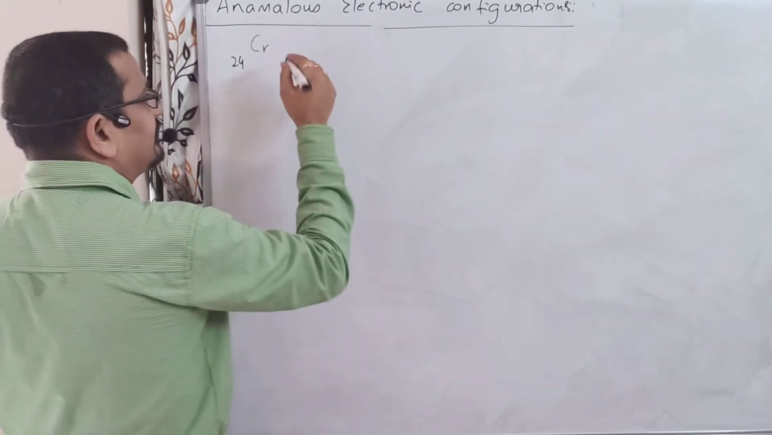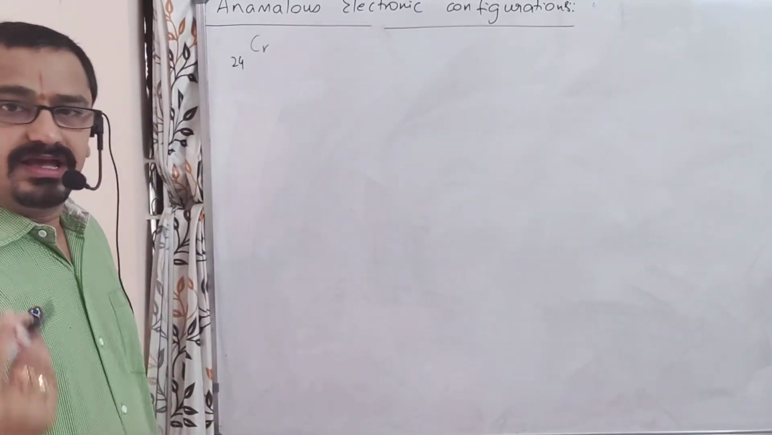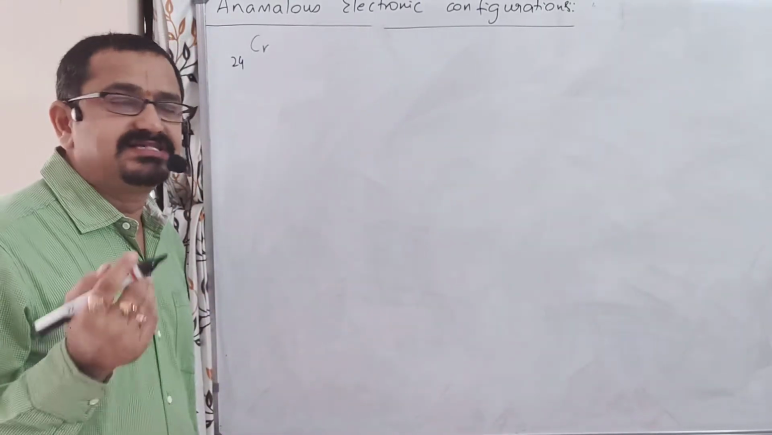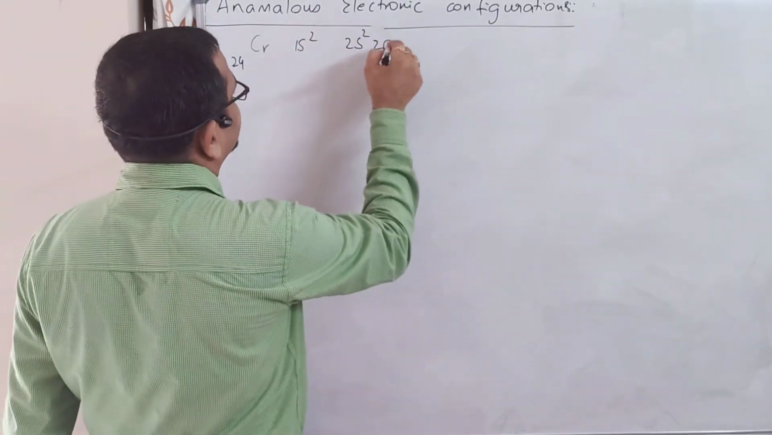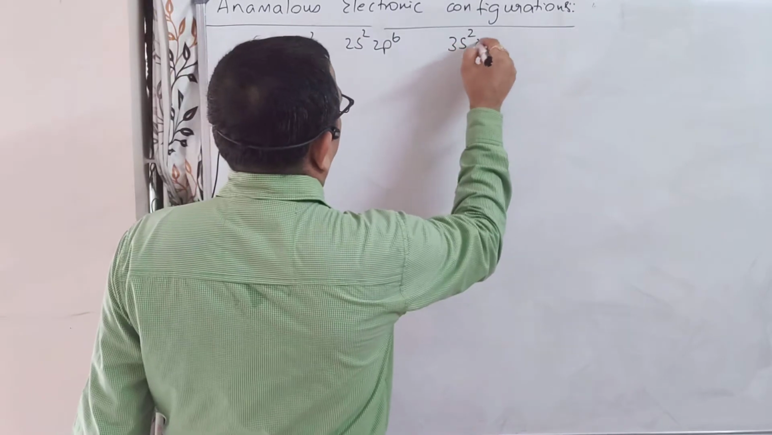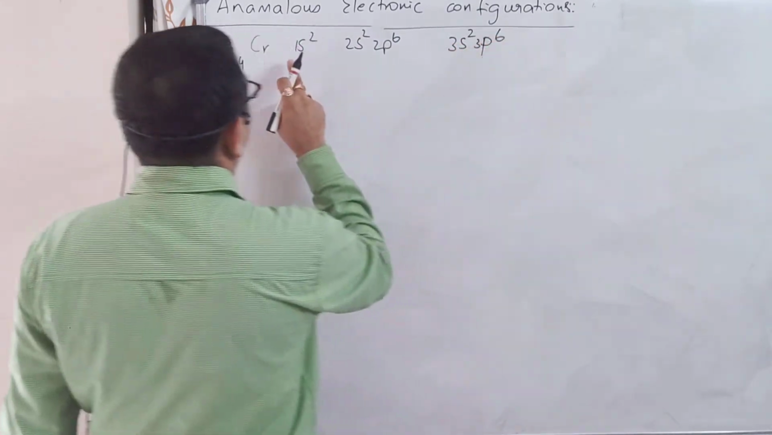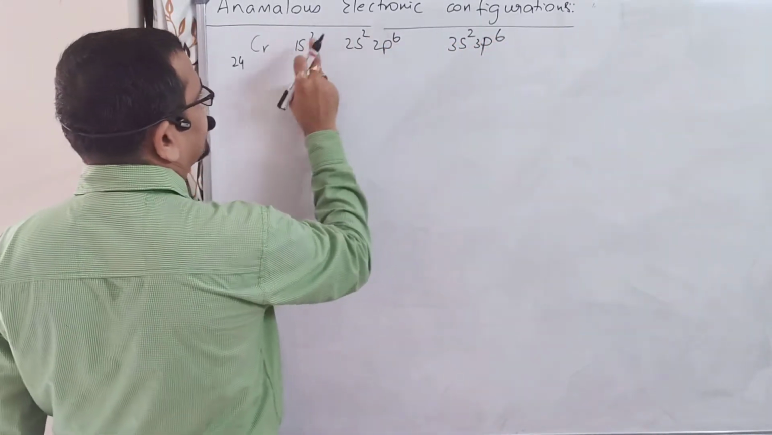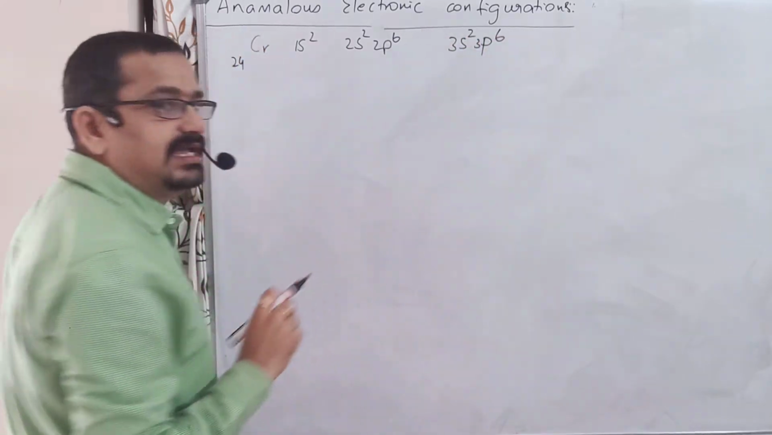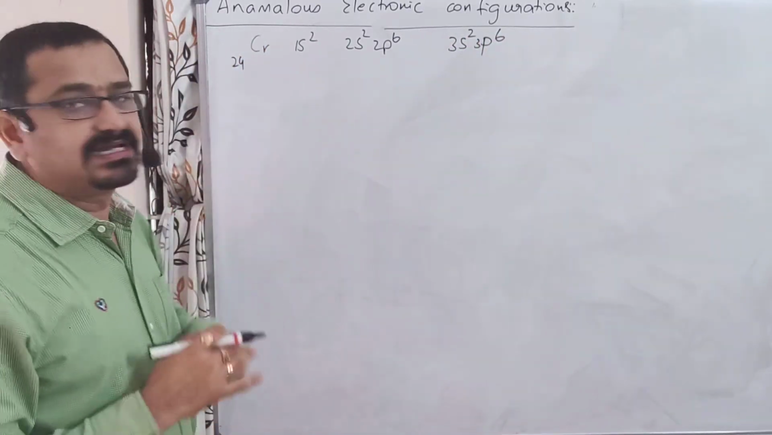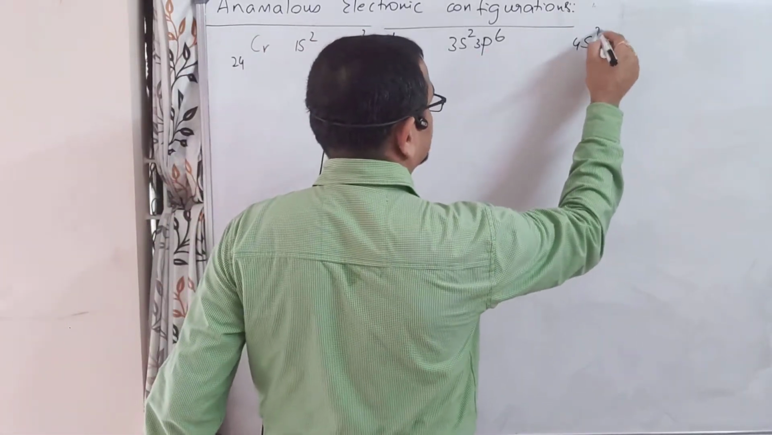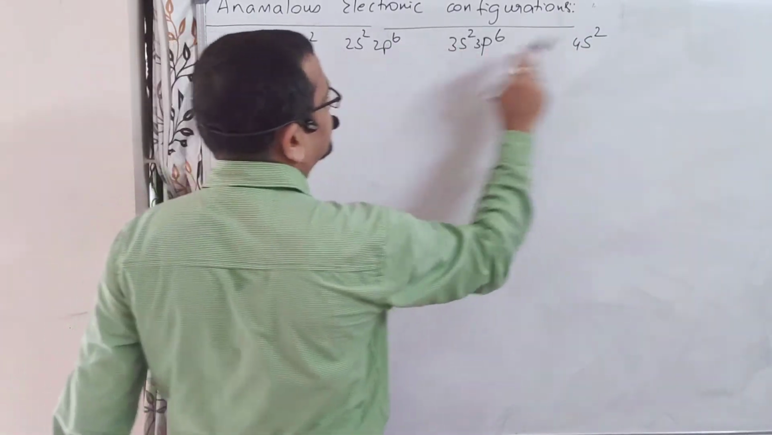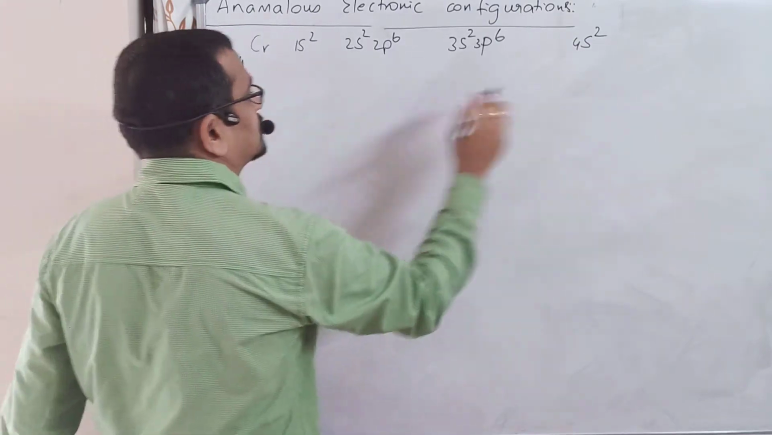So let us write the configuration. I asked you already to practice that Moeller diagram. So it is 1s2, 2s2, 2p6, 3s2, 3p6. How many electrons are filled? 24 means 6, 2, 2, 10 and 18. 18 were filled. More, how many electrons? 6 electrons are to be filled. And after 3p we have to fill 4s2, means 18 and 2, 20 are filled. More 4 electrons.